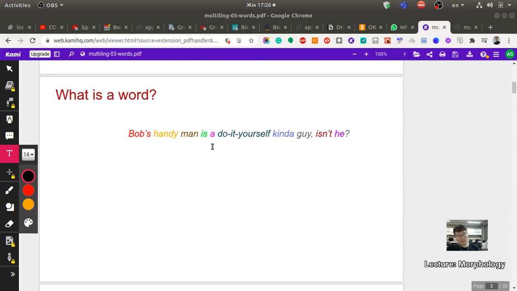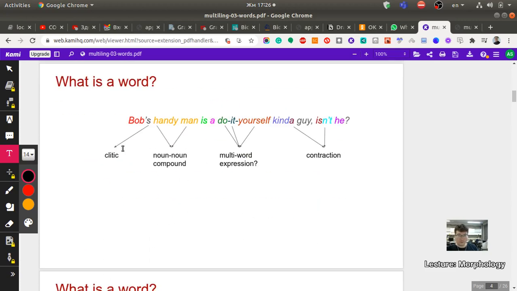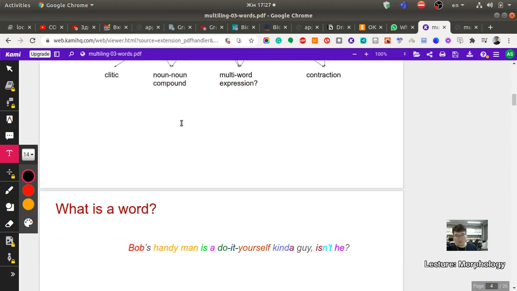And here it says, for example, do-it-yourself is actually one word because it's constructed of several words, but it means one thing. Kind of guy, isn't he? So, for example, the problem is: is "isn't he" one word or not? And Bob and Bob's are the same. So you see here it is a clitic. It's like actually part of a word or not. Now non-compound: handyman. It's like two words, but they can be considered one word.